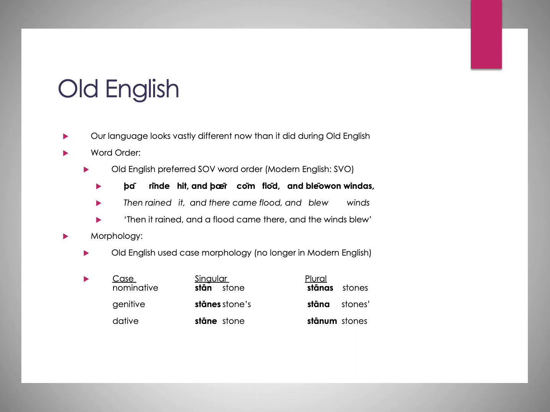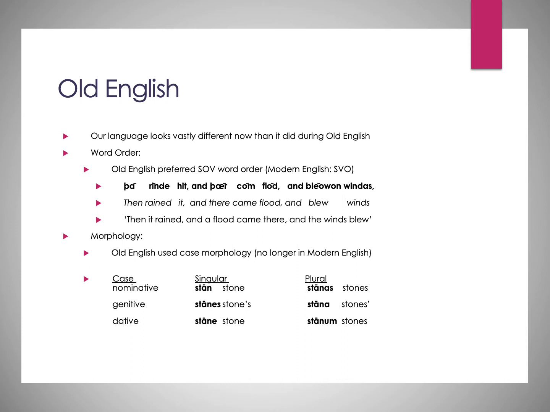So our nominative form, stan versus plural stanas, the genitive form or the possessive form, stanes versus stana, dative, stane versus stanum. So we notice that there's a lot of differences, and only a few of these have really stayed in English. So the nominative singular form is the most common one that we see in most of our dialects today. So that's the form in most of our words that has sort of stuck around. The plural is sort of taken from that nominative form as well. And we have some vestiges of that genitive, that possessive marker, that apostrophe S sort of comes from the different case marker that we had, although we apply it in a slightly different way now than we used to.